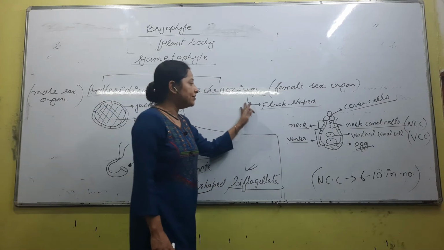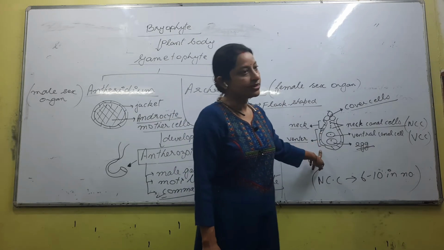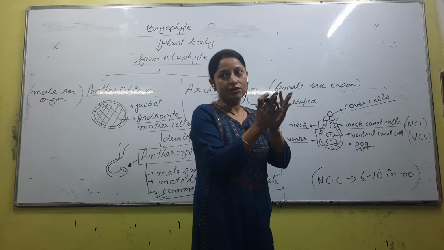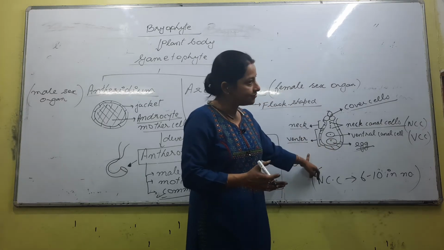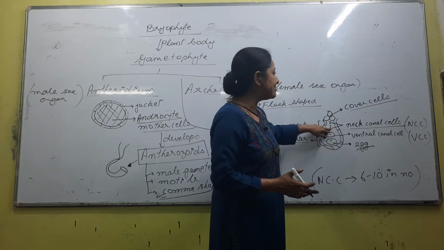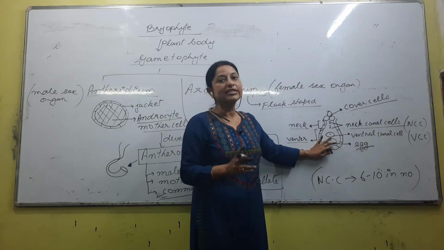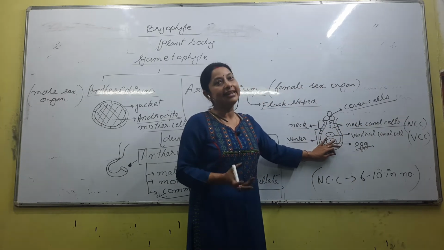From here, when we talk about Archegonia, it is a flask-shaped structure. It is made up of two parts. The neck, that is the tapering end, is called the neck, and the swollen portion is called the venter. In the neck, we see certain cells which are called neck canal cells, and in the venter, two specific cells, the ventral canal cell and the egg cell.